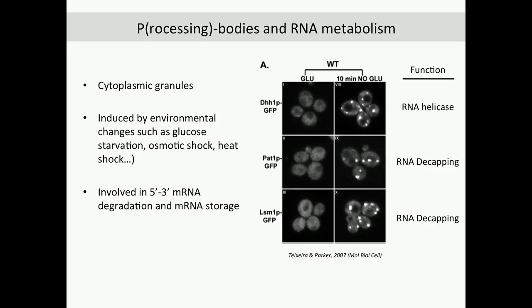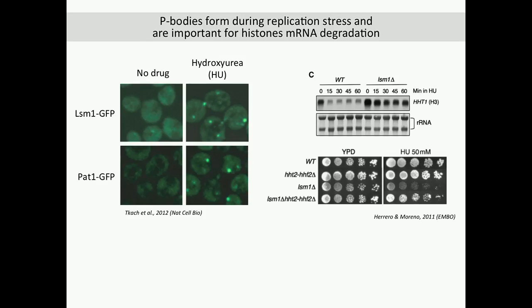Can you go on the next slide, please? So a couple years ago, we found that P-bodies are also forming during DNA replication stress induced by treatment with hydroxyurea, which is a DNA replication inhibitor. And the Moreno lab also found that LSM1 is involved in degrading histone mRNA during replication stress. And this is illustrated here on this northern blot, where you can see that the LSM1 mutant is not degrading HHG1 mRNA upon HU treatment, while the wild type is clearly degrading it.